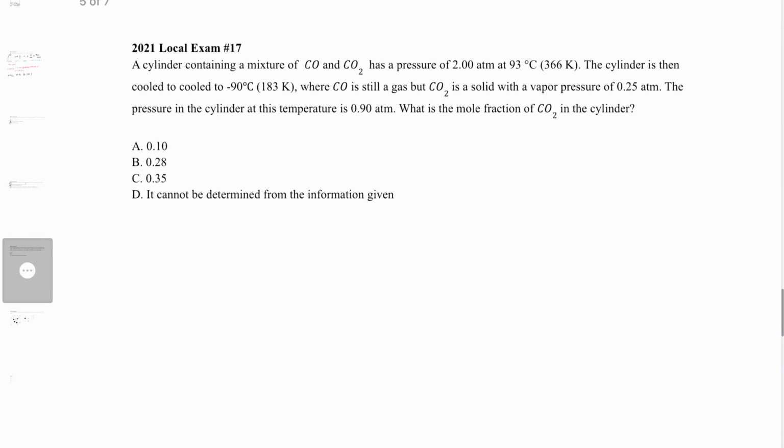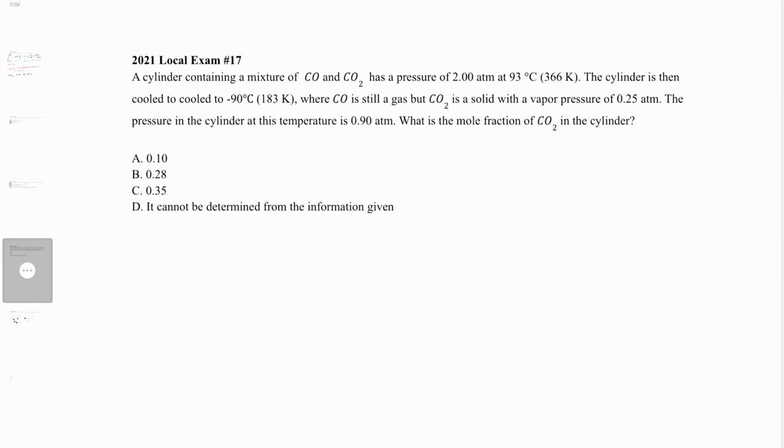A cylinder containing a mixture of carbon monoxide and carbon dioxide has a pressure of 2 atmospheres at 93 degrees Celsius. The cylinder is then cooled to negative 90 degrees Celsius, where carbon monoxide is still a gas, but carbon dioxide is a solid with a vapor pressure of 0.5 atmosphere. The pressure in the cylinder at this temperature is 0.90 atmosphere. What is the mole fraction of carbon dioxide in this cylinder?